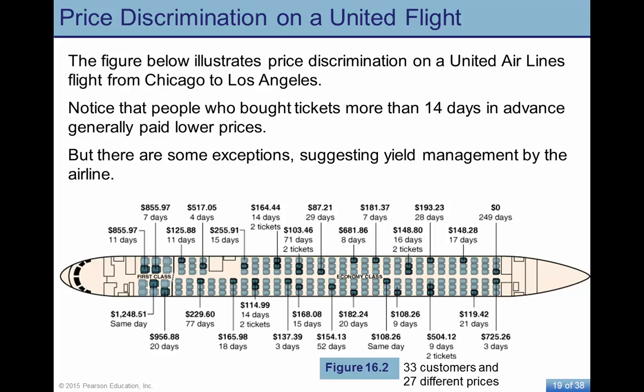Price discrimination on a United flight. The figure below illustrates price discrimination on a United Airlines flight from Chicago to Los Angeles. Notice that people who bought tickets more than 14 days in advance generally paid lower prices. But there are some exceptions, suggesting yield management by the airline.